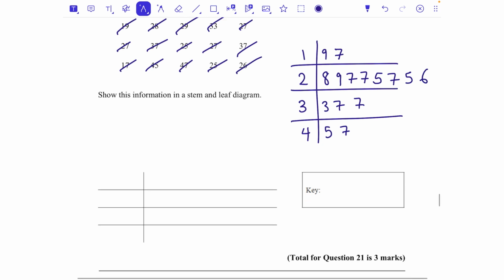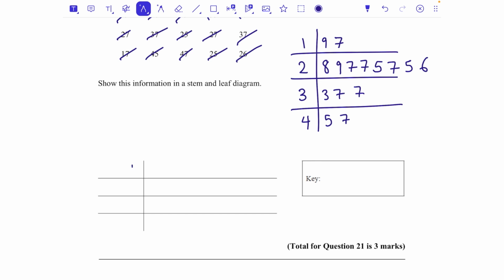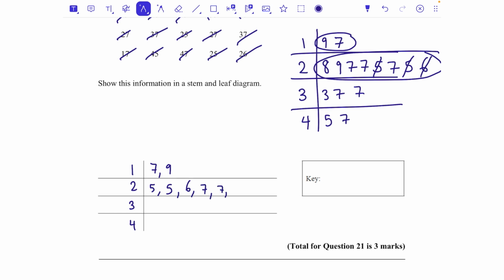Now we need to put that in order. So I do like this draft one here, and then I do my actual one. 10s, 20s, 30s, 40s. So here I've got 17 and 19, but I need to put them in order. So 7, 9. For the next row, again, I need to put these in order. So the smallest numbers there are 5. So 5, 5, and cross them out as you go if you want. And then 6, 7, 7, 7, 8 and 9. And then we've got 3, 7, 7, that's in order for the 30s. And 5 and 7 for the 40s.